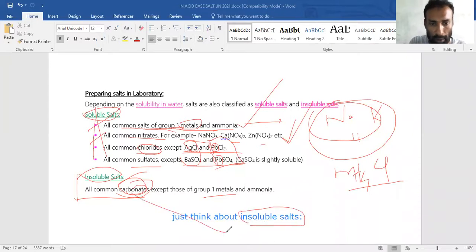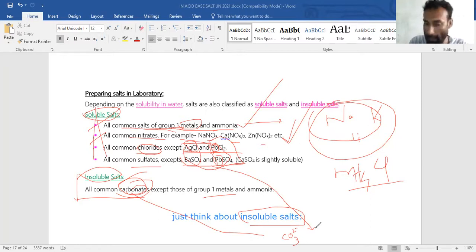What are these? All carbonates and these four. So this is simple. If you get a compound with carbonate, that's likely to be insoluble. And if you get these four examples, two of them are lead chloride and lead sulfate. Formulation is very important, no? To remember formulation: lead chloride, lead sulfate.